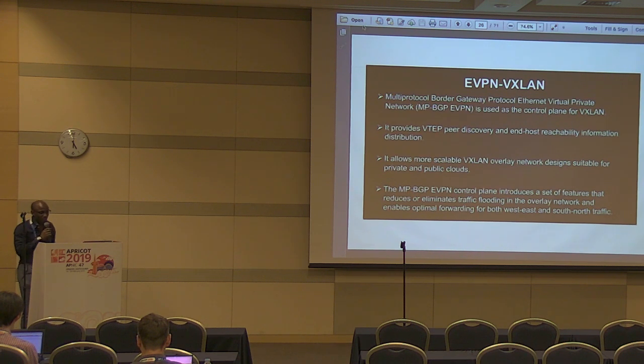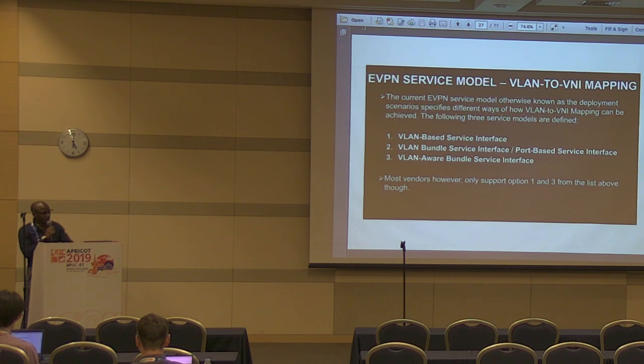And the key also is, with EVPN, flooding is actually drastically reduced. We're going to come to this in a bit. The EVPN RFC actually defines a couple of service models. So service model essentially is how your VXLAN actually maps to your VNI.